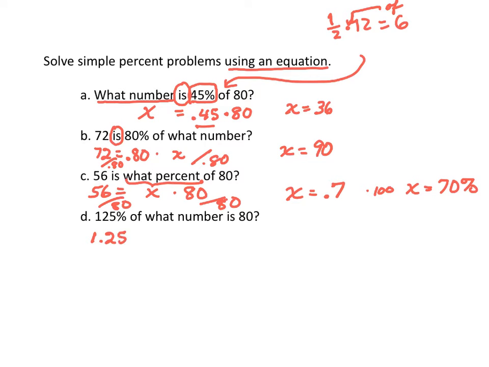Okay, and question D, 125% is a decimal, 1.25 of times what number, there's our x, is, that's our equal sign, 80, and there's our equation. See, these problems are easier for me to solve by an equation because they translate directly using of for multiplying and is for our equal sign. So now we can divide by 1.25.